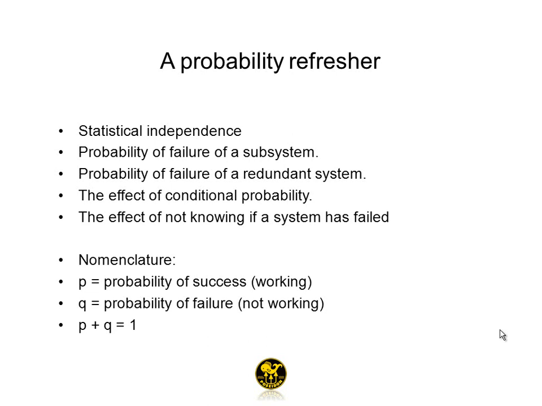So throughout this talk, a couple of things, a basic statistical nomenclature. P is the probability of success, i.e. working, and Q, probability of failure, not working. And as standard in probability theory, P plus Q equals 1.